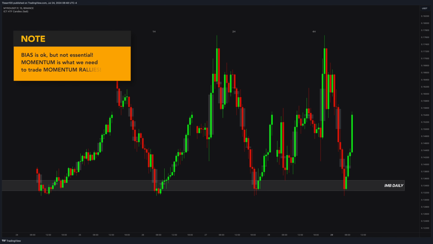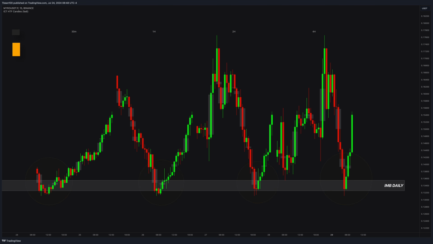Okay, let's see. The most important layout. Remember, I like bias, but I do not need bias of weekly or daily charts to trade. The most important thing for me is the momentum layout. I need momentum and power to trade anything.